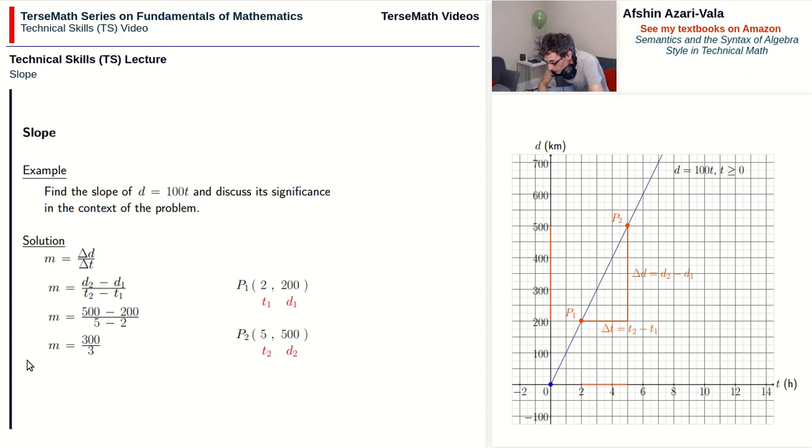Now we simplify the top and the bottom, and so this means that in 3 hours, that's delta t, we drove 300 kilometers, that's delta d, which is this piece. We drove 300 kilometers in 3 hours. And when we divide them, we end up with 100 kilometers per hour. Note that the unit is the unit of the top, kilometers, per the unit of the bottom, hours. And the significance of slope is that it's the speed of the car.